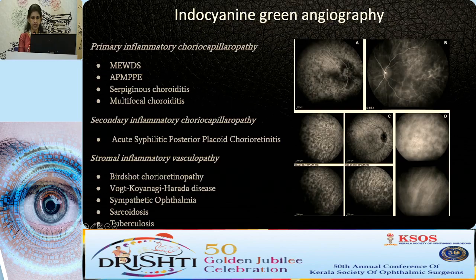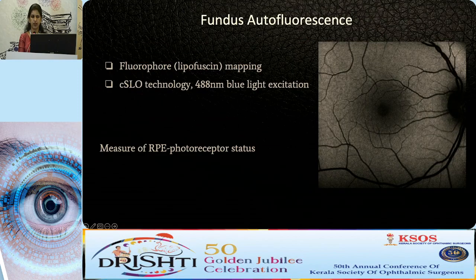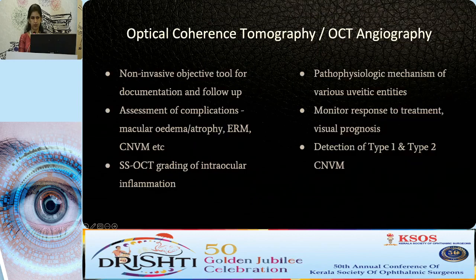Then coming to indocyanine green angiography, it has helped us to divide the uveitic entities into primary inflammatory choriocapillaropathy and secondary inflammatory choriocapillaropathy, as well as stromal inflammatory vasculopathy. And then we have fundus autofluorescence, which is coming up in a big way. There are lots of studies which help us explain the pathophysiology of the uveitic entities. So basically, this is a mapping of the lipofuscin in the retina. Again, it uses confocal SLO technology, and it is a measure of the RPE photoreceptor status.